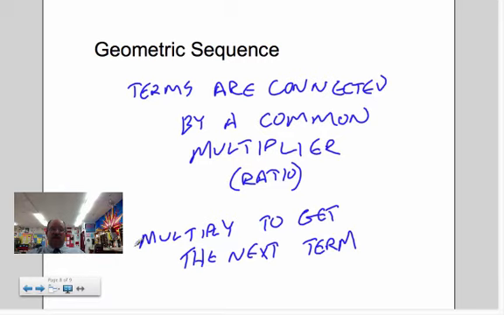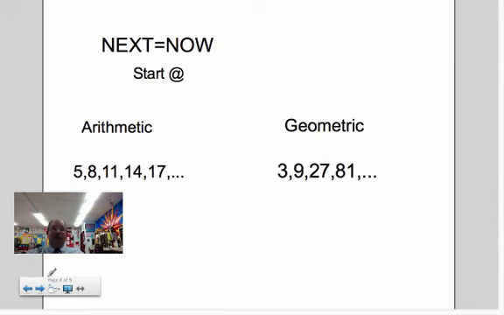Okay, multiply to get the next term. And again, if it's greater than 1, we end up with an increasing sequence. If it's less than 1, between 0 and 1, a decimal, then we're going to get a decreasing sequence as we go through. All right.